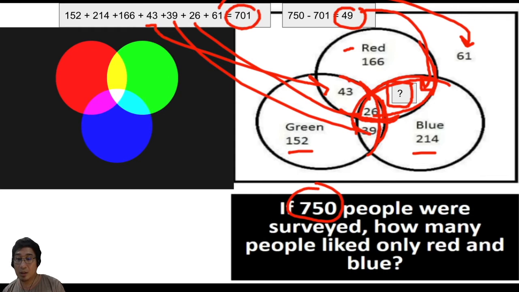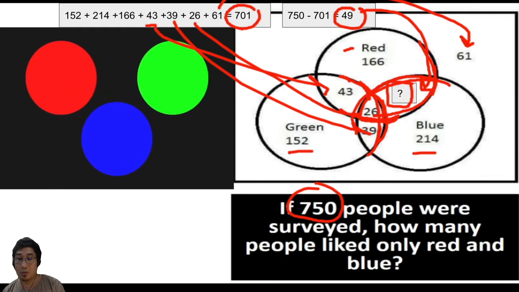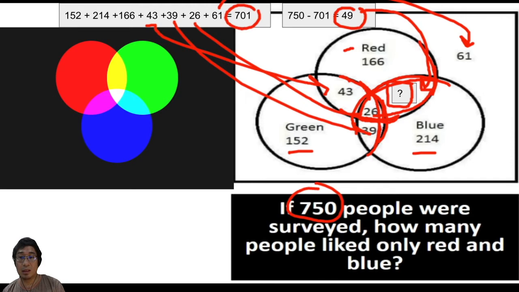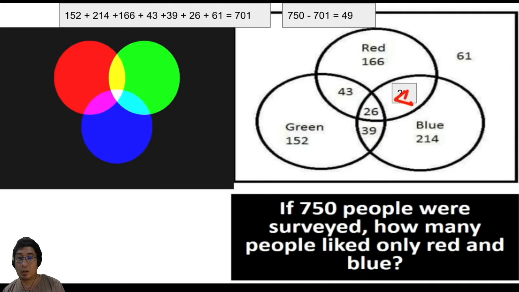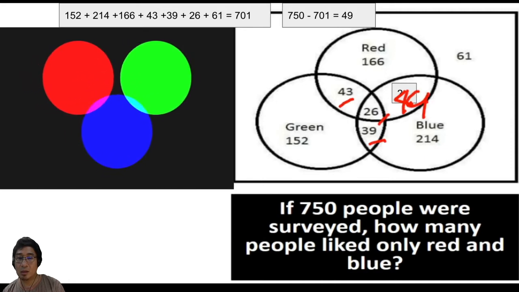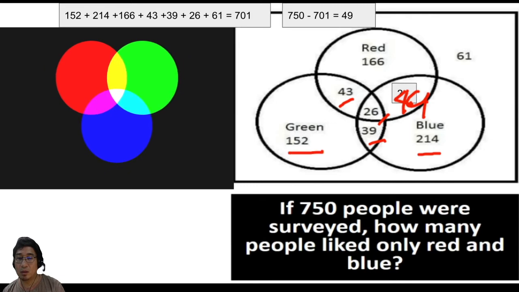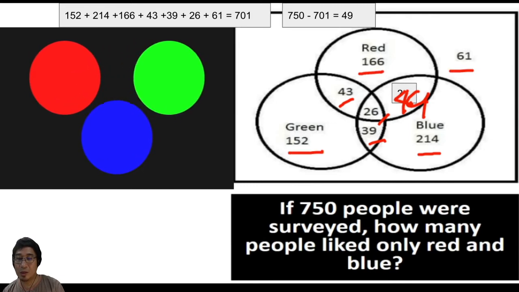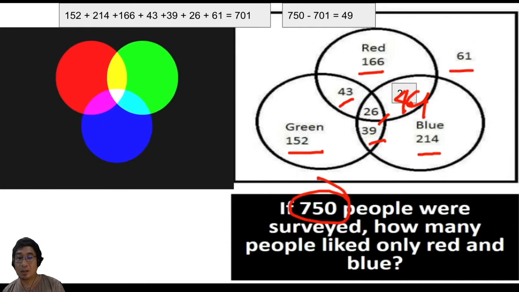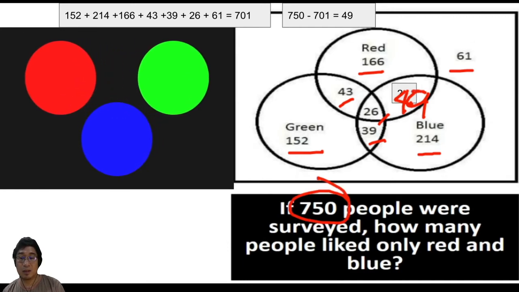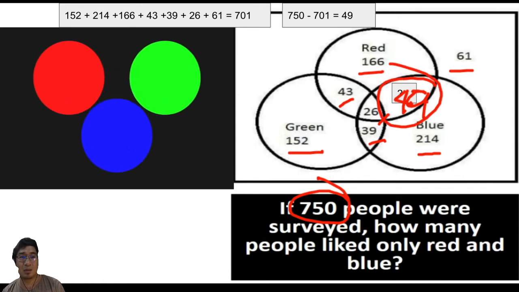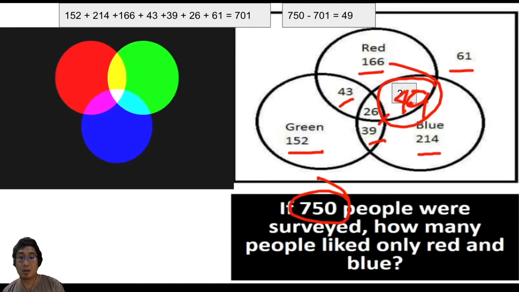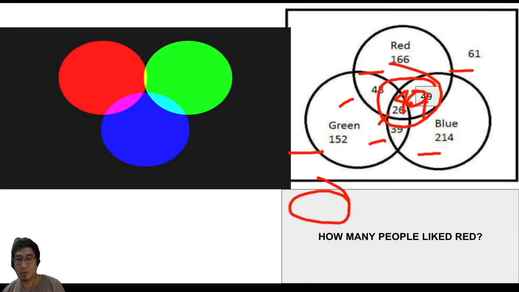Ilan yung may gusto sa red and blue? It's 49. Now, to check this one, add lang natin to. Let's just remove here. Kung 49 to, i-add lang natin yung 49, 26, 23, 39, 214, 150, 152, 166, and 61. Dapat ang lalabas is 750. Right? So, again, ang final answer natin dito is 49. Now, you can recompute this on your part if you have the same answer. Right? Na tayo dito sa next example.